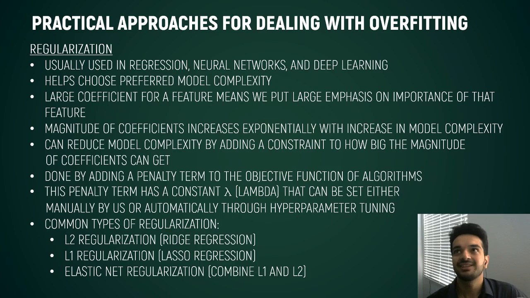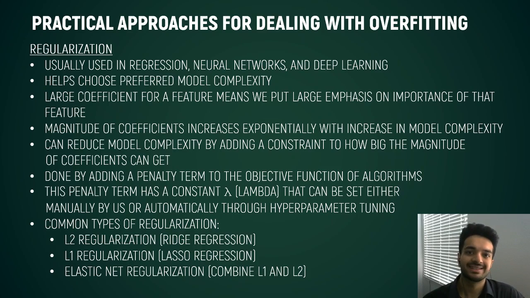And the magnitude of this coefficient increases exponentially with increase in complexity of the model, as long as the coefficient is greater than 1. It should not be between 0 and 1. What regularization does is add a constraint to how big the magnitude of this coefficient can get. This is done by adding a penalty term, lambda, to the objective function of algorithms. This penalty term has a constant lambda that can be set either manually by us or through hyperparameter tuning.